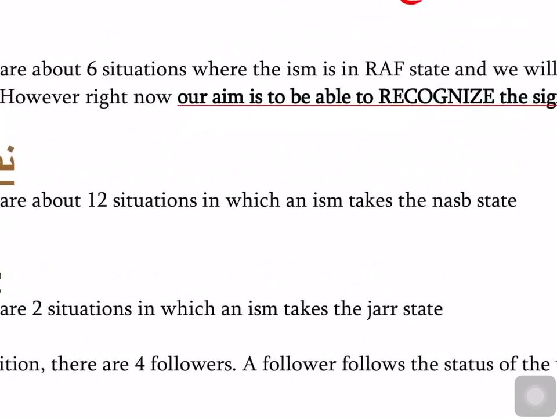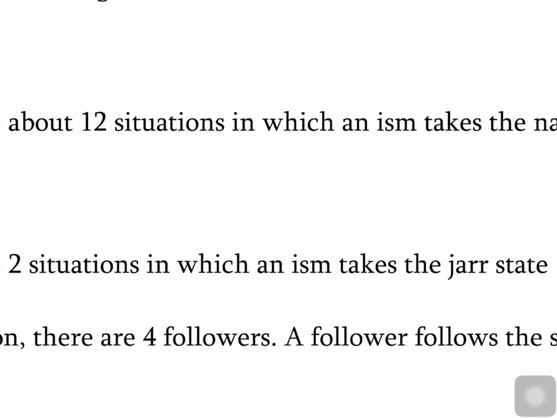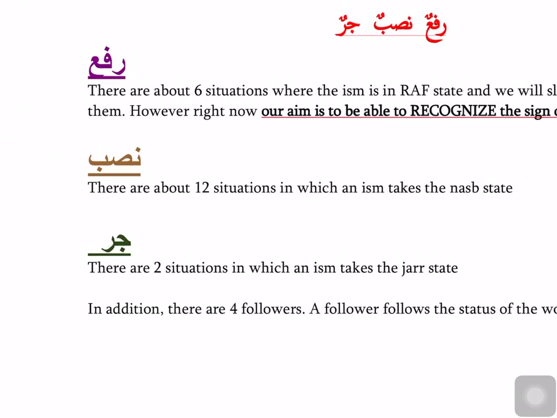However, in addition to these 20, we have to remember there are 4 tawabi', 4 followers. These are 4 other roles that an ism can play, but the hala is not specific to the role because the role is a follower, so it follows in hala the ism it is following. So if it is following a raf' ism, this follower will also be raf'. So it doesn't have a specific hala according to the role, it will just follow the hala of the noun it is following. Inshallah, this will make sense.